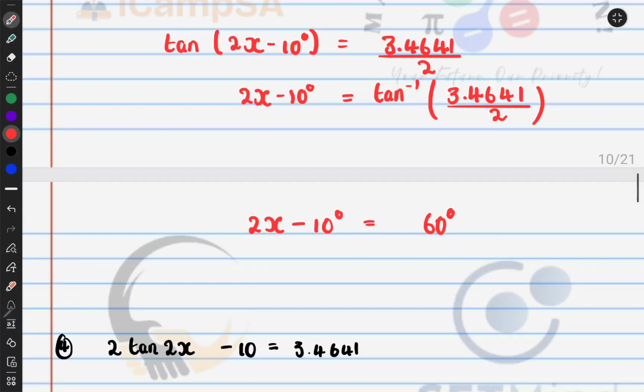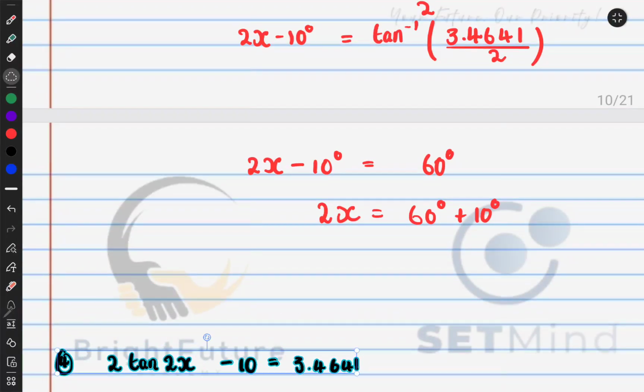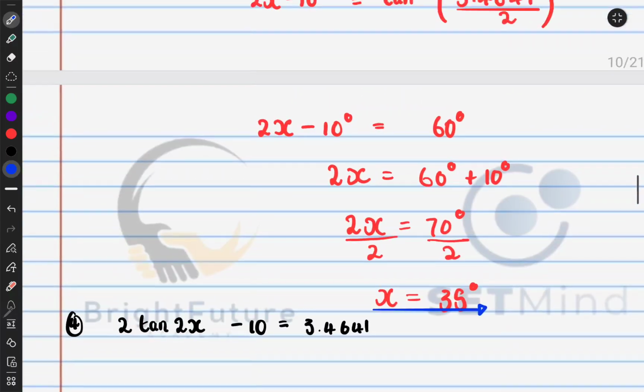Let's solve for angle x. We take the 10 to the other side. We're going to have 2x is equal to 60 degrees plus 10 degrees. Okay, and 60 plus 10 degrees is 70, and therefore 2x is equal to 70 degrees. We divide by 2 on both sides. Therefore x is equal to 70 divided by 2, which is 35 degrees. Okay, hopefully you do understand that.